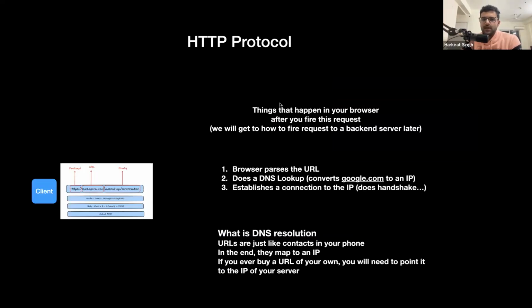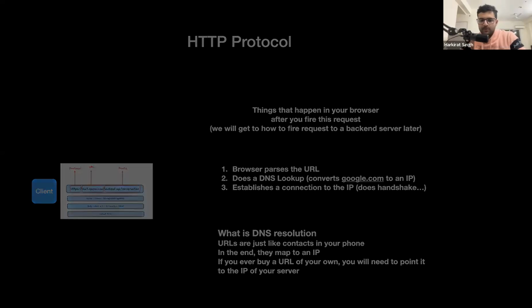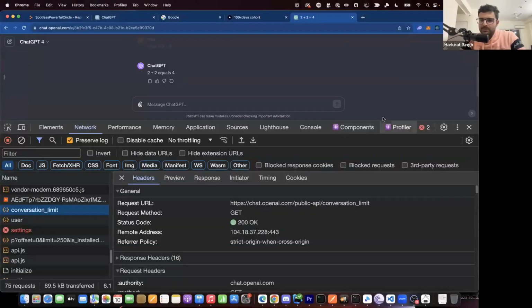HTTP protocol. A very popular interview question is, what happens when I go to google.com and press enter? What is the sequence of events that happen in your browser after you fire the request? We will get to how to fire the request later on. For example, until now, we've written some HTML, CSS, and JavaScript. We can create an input box and a button. When I type something and press enter, how we send this request is something we will see later on.